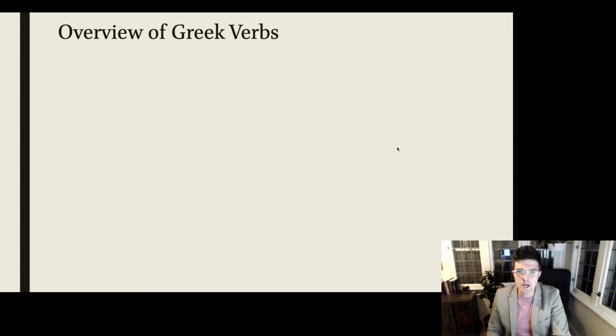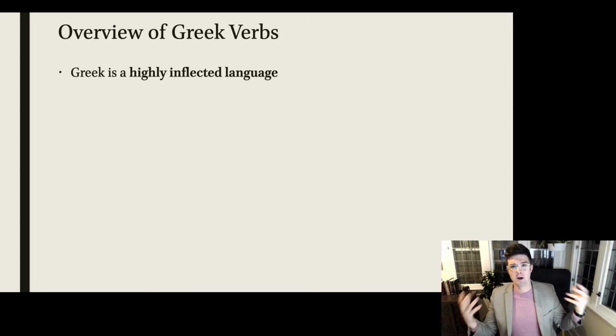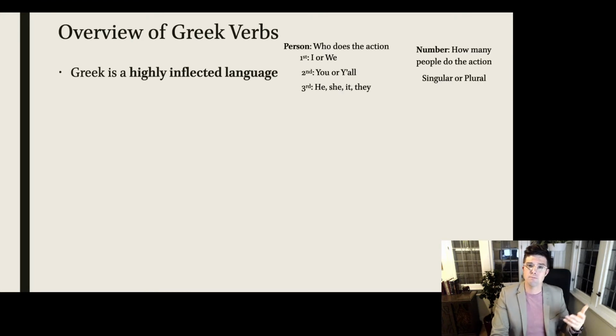So when we talk about Greek verbs, the very first thing to know, and one of the things that you'll hear repeated over and over in this class, is that Greek, unlike English, is a highly inflected language. That means it changes its forms both with respect to verbs and with respect to nouns. Those words will change their forms based on their grammatical function in a sentence. So they will have different endings for different verbs and different endings for different nouns, depending on what they are doing in a sentence.